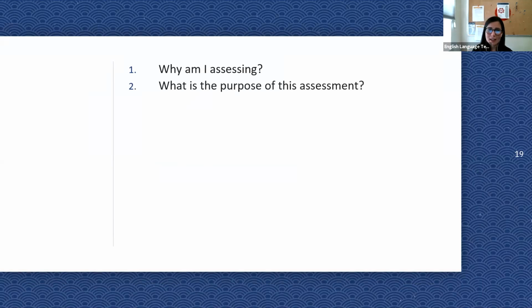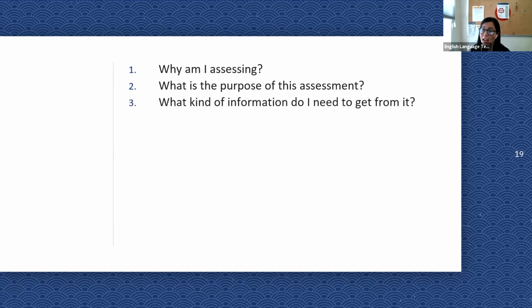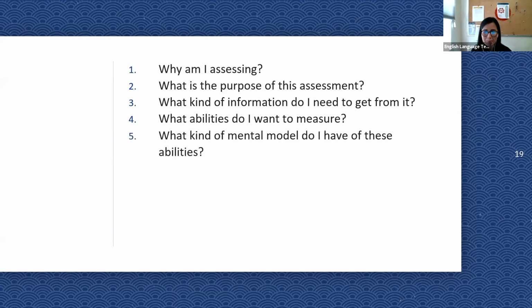Is it a diagnostic assessment to see how much students know? Is it a formative assessment to indicate how students are progressing in the course, and whether I have to make any modifications? Is it a summative assessment to see how much students learned throughout the course? What kind of information do I need to get from it? Because the information you need and the abilities you need to measure will dictate what kind of items and tasks you are going to select for your assessment test or tool, right?